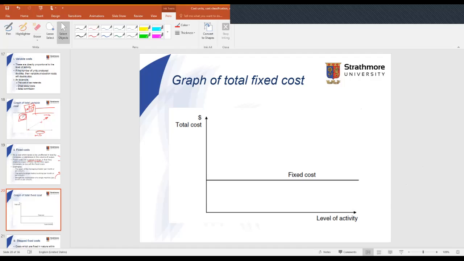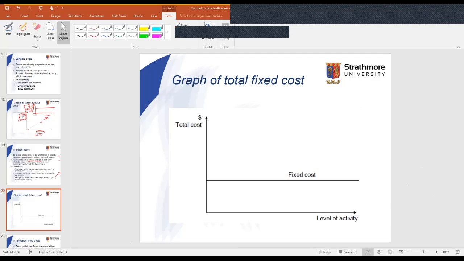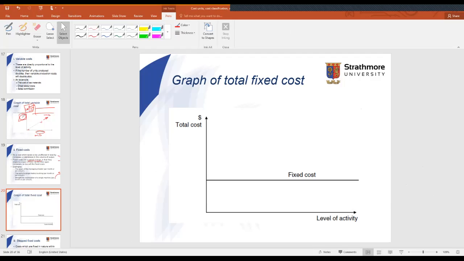And as I mentioned, don't forget, it does not matter the level of activity that we will be having. At the end of the day, the total cost we've been carrying will be the same, equal. As you can see, therefore, the cost remains fixed.